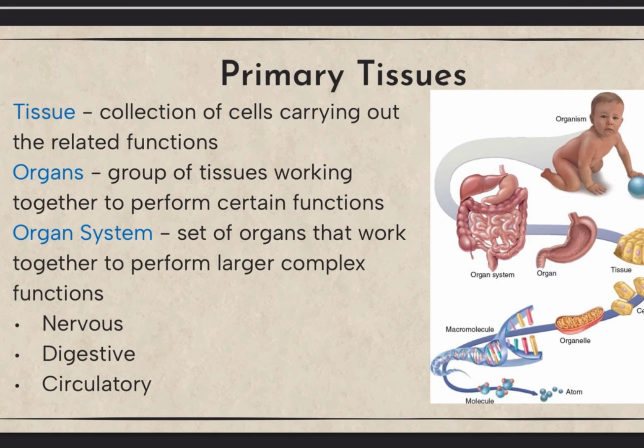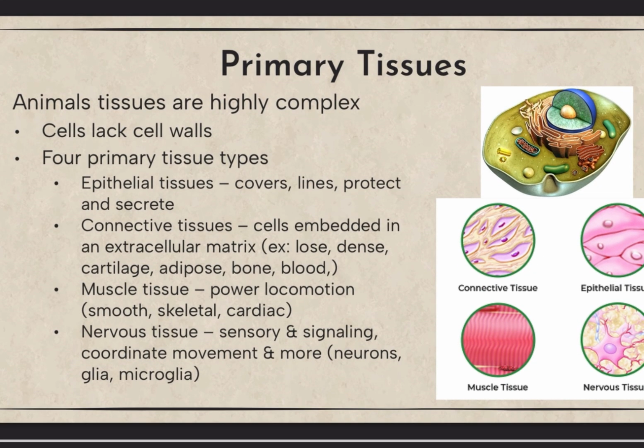Moving on to tissue. I hope you already know these vocab terms, but in case you don't, we'll go over them again. Tissue, in its simplest form, can be described as a collection of cells carrying out related functions. Organs are a group of tissues working together to perform certain functions. And an organ system is a set of organs that work together to perform larger, more complex functions like our nervous system, our digestive system, and our circulatory system. So all of these things build on one another.